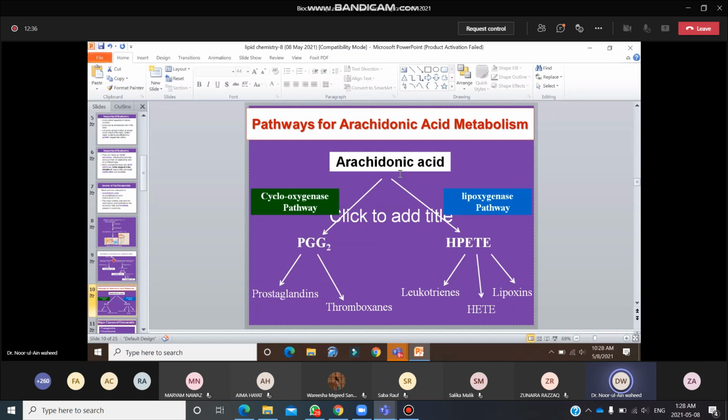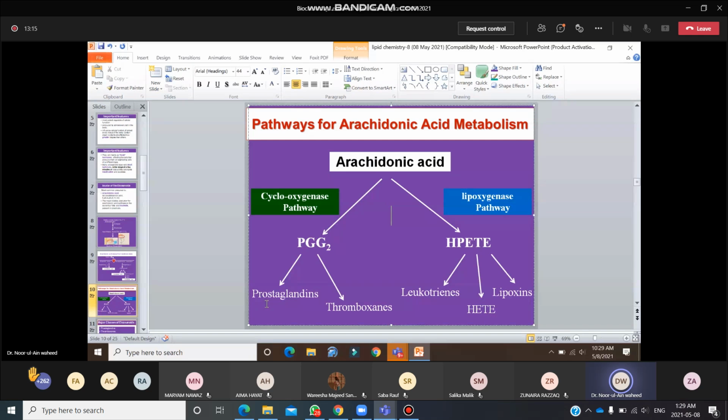Now what happens with that? Arachidonic acid is now available in the cytosol, and either it goes to the cyclooxygenase pathway or to the lipoxygenase pathway. Through the cyclooxygenase pathway, it ultimately produces PGG2, meaning prostaglandin G2, that gives rise to multiple prostaglandins and thromboxanes. And if it undergoes the lipoxygenase pathway, then it forms hydroperoxyeicosatetraenoic acid that gives rise to leukotrienes, hydroxyeicosatetraenoic acid, and lipoxins.